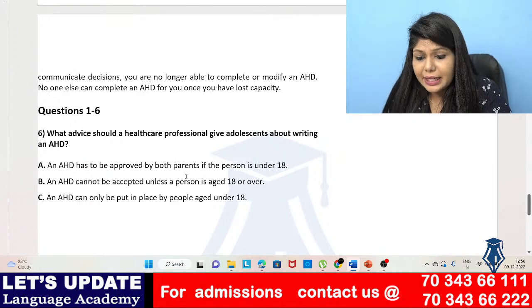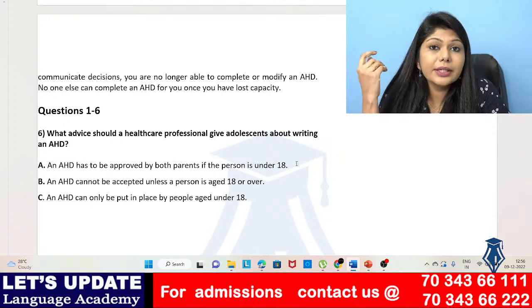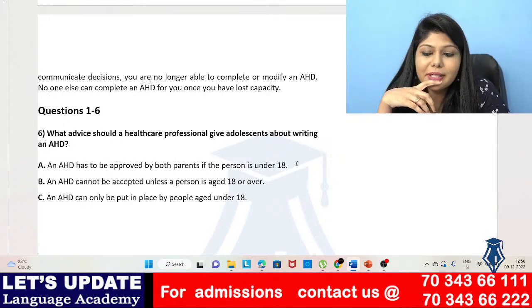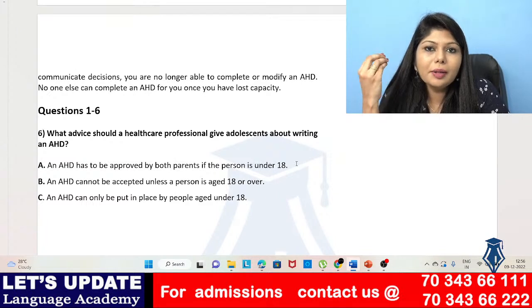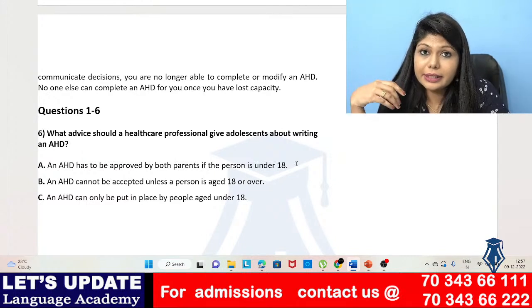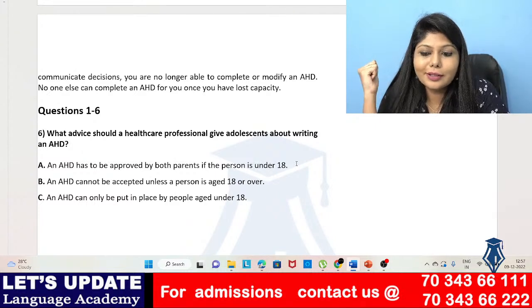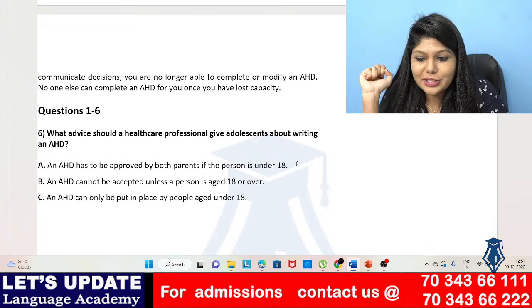Moving to option A, an AHD has to be approved by both parents if the person is under 18. Have they mentioned a scenario where a person is under 18? No, they have not mentioned a situation, and also they have not mentioned anything such as parents or guardians should approve it on behalf of the person if the person is under 18. So that information is not mentioned. So you cannot choose an answer which is not at all mentioned, right?